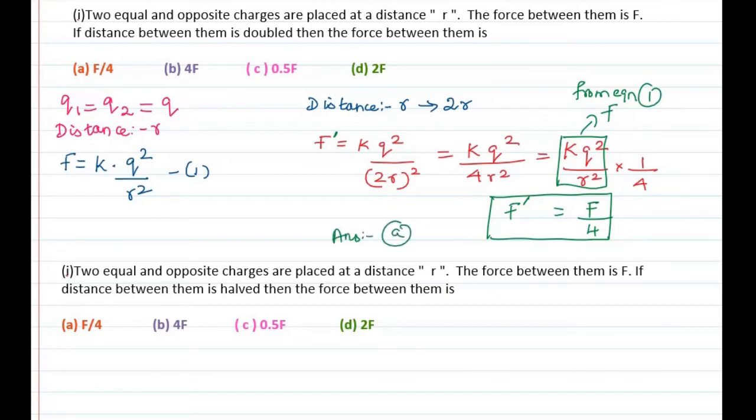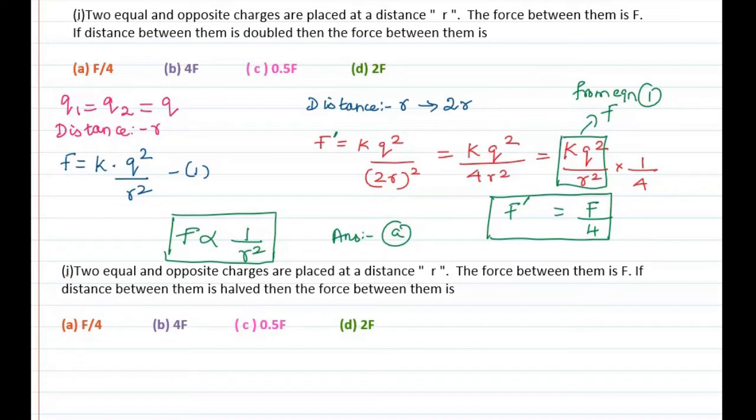So from this what do you conclude? As the distance is increased, the force is reduced. So force is inversely proportional to r square. Okay, distance increased, force gets reduced. Distance reduced, force magnitude gets increased.